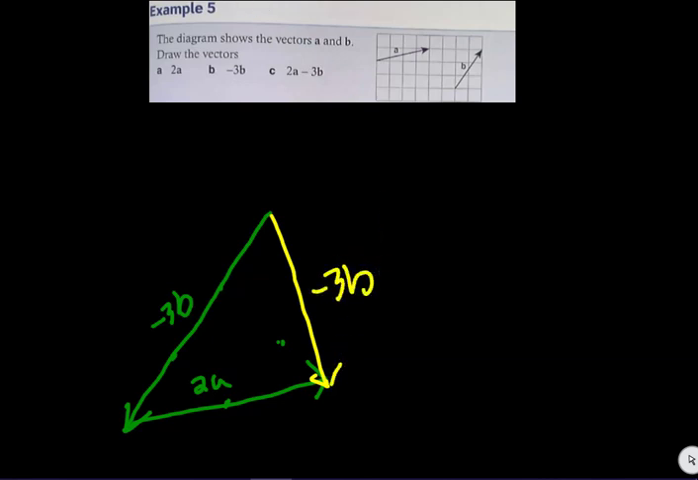Let's write it this way. This vector right here would be 2a minus 3b. That's the proper way, and that's what that vector looks like. Sound good, guys? Thanks.